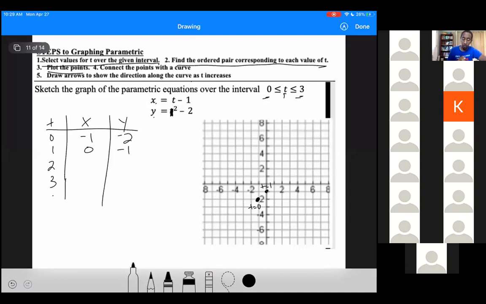And then same thing with 2. We're going to plug in 2. If I plug in 2 there, 2 minus 1, 1. X is 1. Plug in 2 here. 2 squared minus 2. 2 squared would be 4. 4 minus 2, 2. So at a t of 2, you have a point of (1, 2).